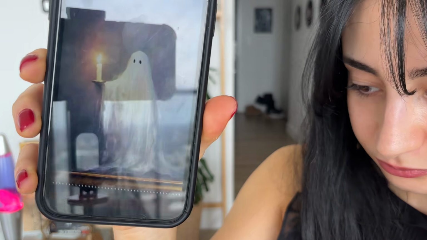Want to see a picture of a ghost? No. Look, it's a ghost.